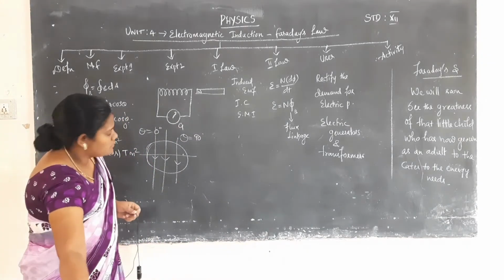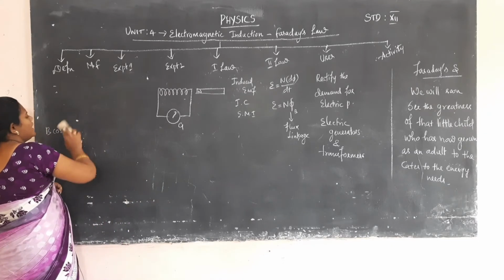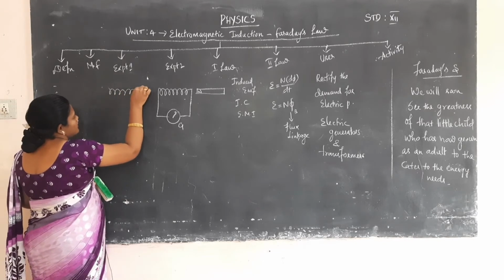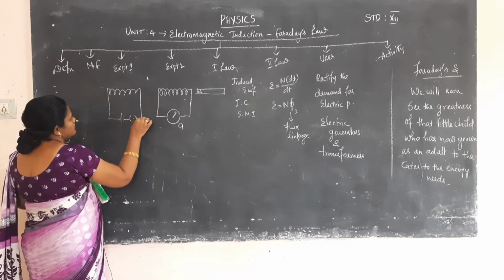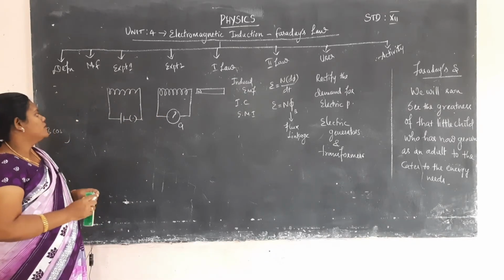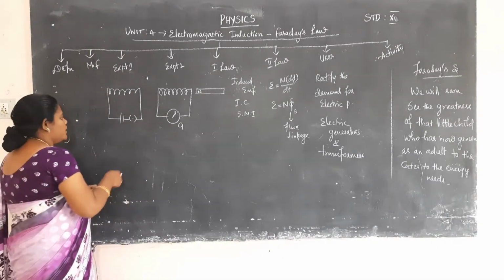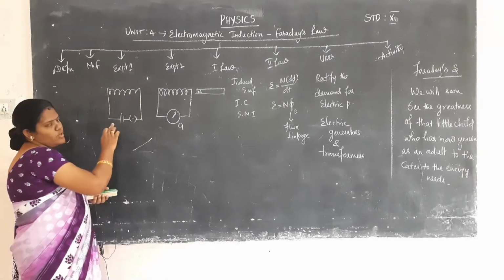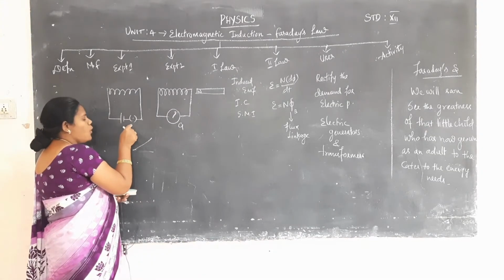So first we take one coil, and that coil is connected to the battery and key. Clear? Okay, the two coils do not touch each other. The key is to be open. What is the meaning of open? The key is open, not closed. With the key open, no current will flow, so there is no current change. Okay, the key is open.